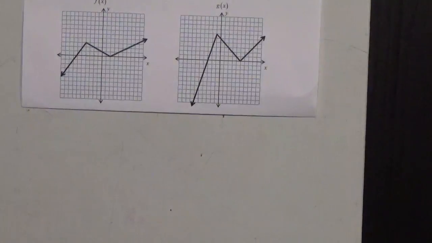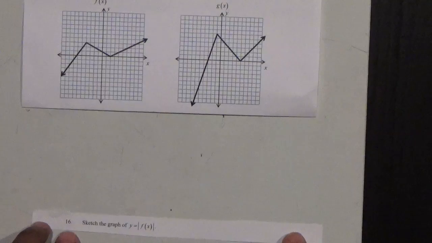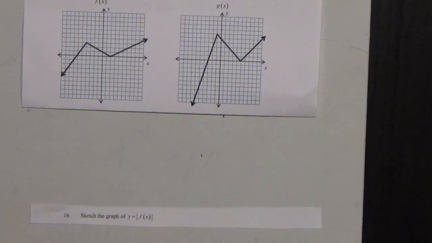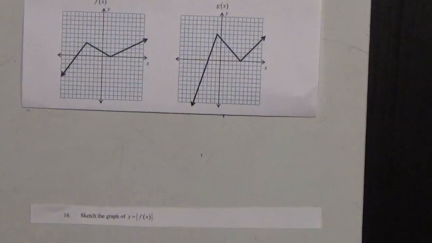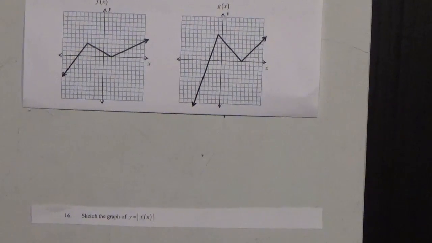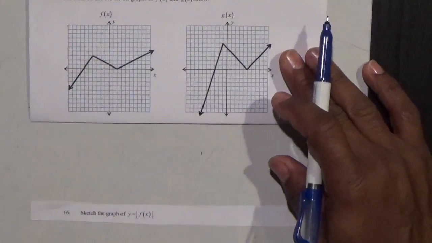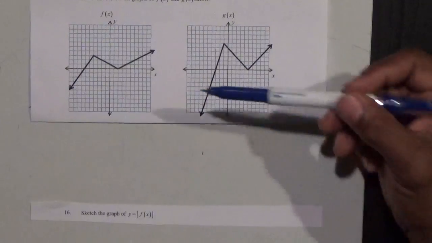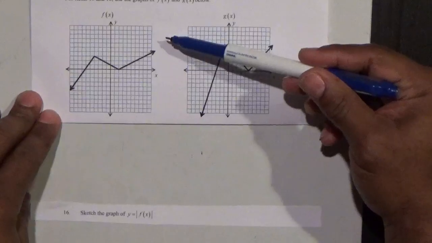Alright, number 16 says, sketch the graph of y is equal to the absolute value of f of x. If we look at that, we think about what an absolute value does to a number. It makes everything positive. So anything below this line would flip up.